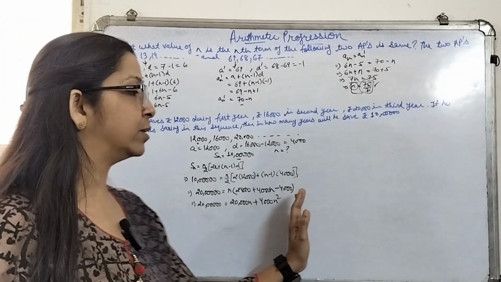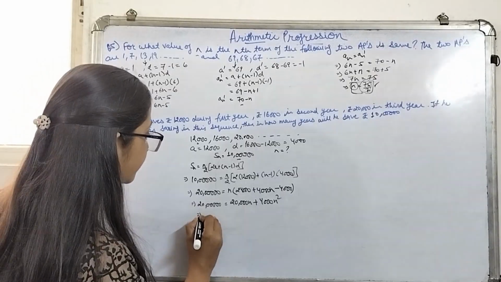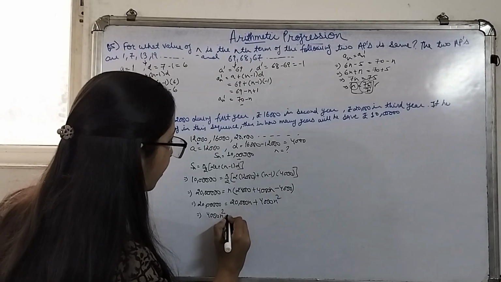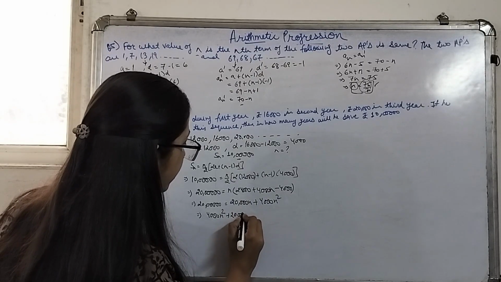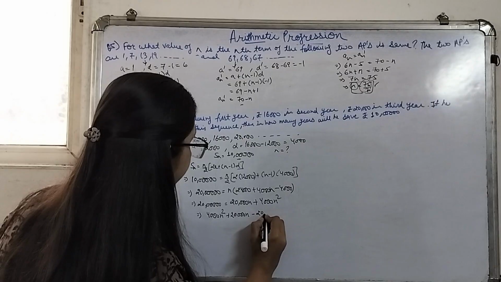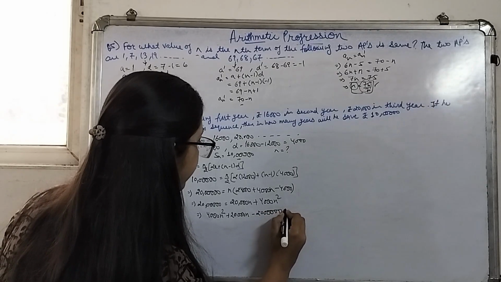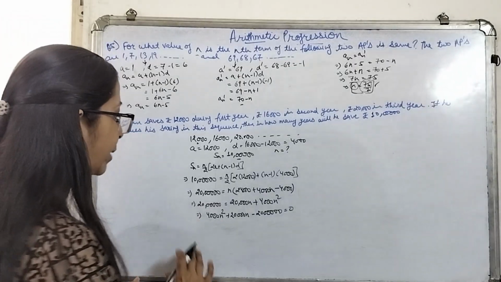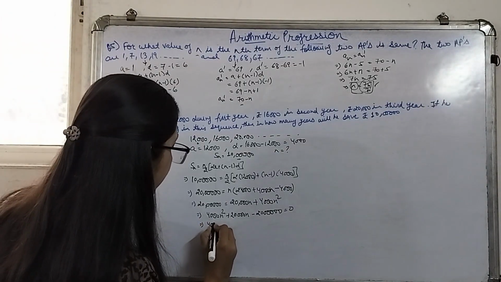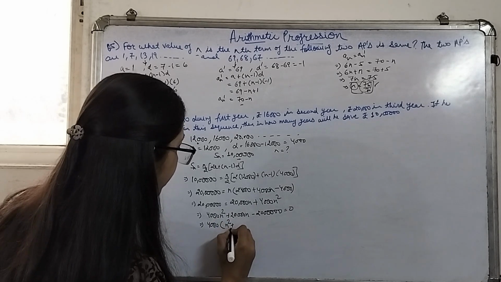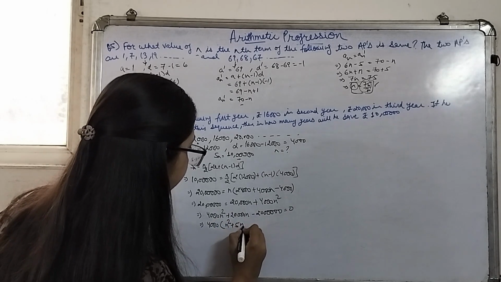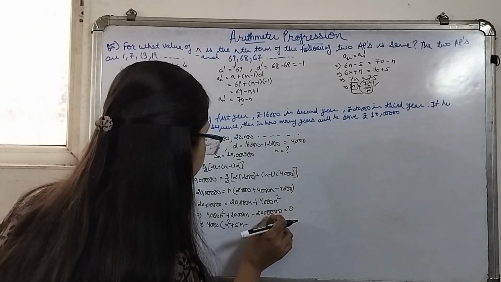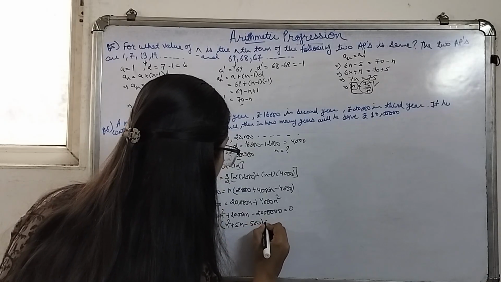Now if we take all the terms to one side, I am taking this 20 lakh over here, so it will be 4,000 n square plus 20,000 n minus 20 lakh is equivalent to 0. Now what could be taken common from here? 4,000 could be taken common. So taking 4,000 common, it will be n square plus 5n minus 500, since 4,000 times 5 is 20,000 and 4,000 times 500 is 20 lakh, equivalent to 0.